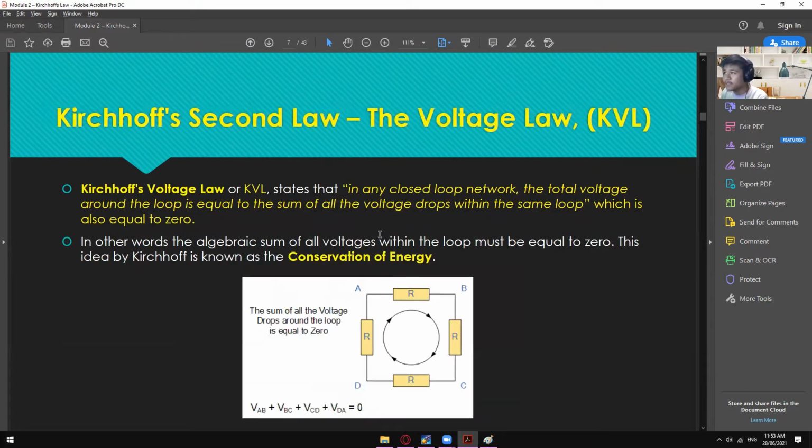And we now have the second law, which is the KVL, or Kirchhoff's voltage law. So this is the definition, or the rule itself. In any closed loop network, the total voltage around the loop is equal to the sum of all the voltage drops within the same loop, which is also equal to 0.